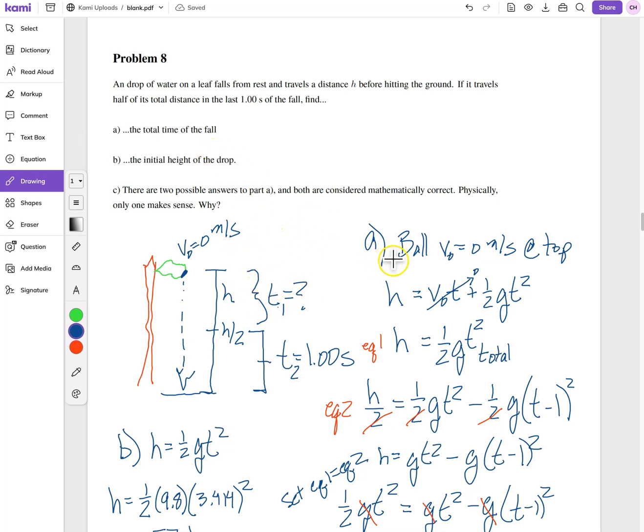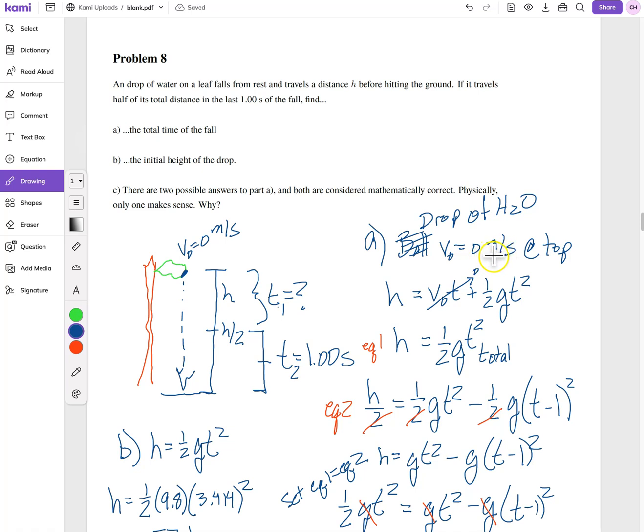So the very first thing we need to do is think about that drop. We know the drop at the top is 0 meters per second. That's the speed. It's not really a ball, I guess; it's being dropped. It is a drop of water. So the drop of water is up here. We let go of it and its original speed is 0.